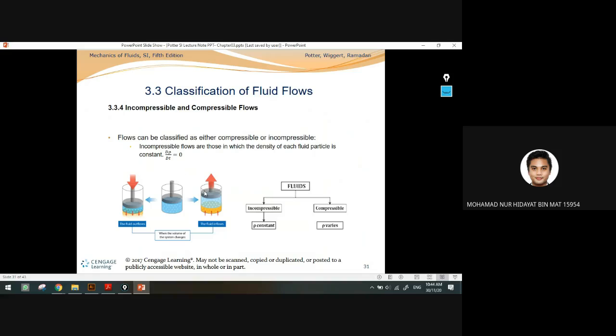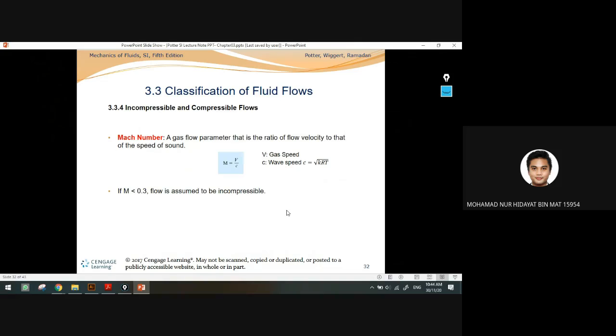When you try to push air or any gases, it is easier, so that means it is compressible. The density will vary because density is a function of mass over volume, and a change of volume will change the density.